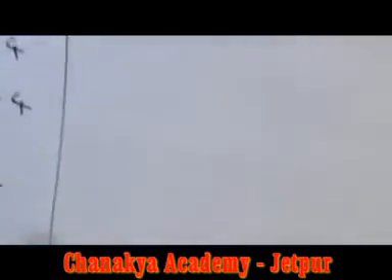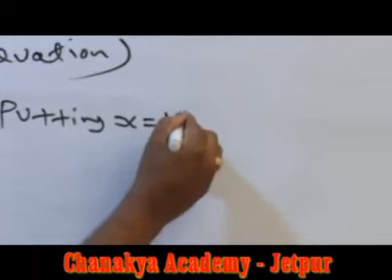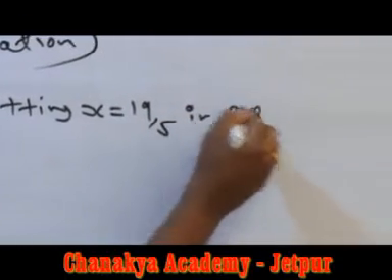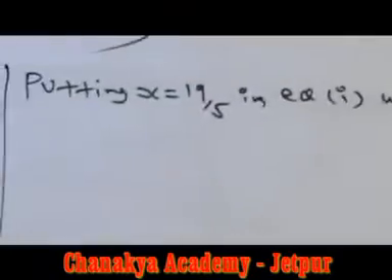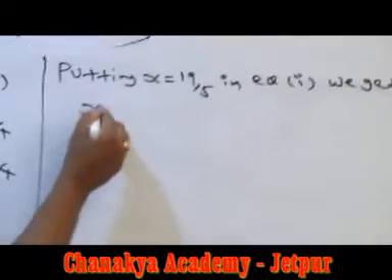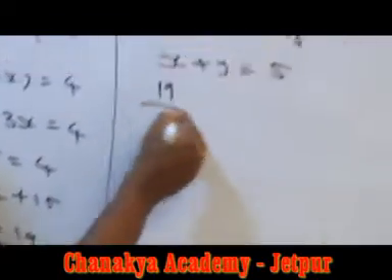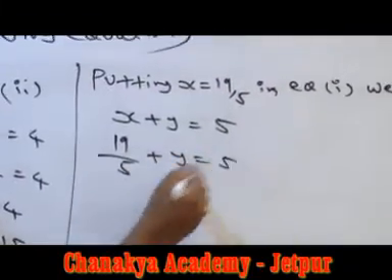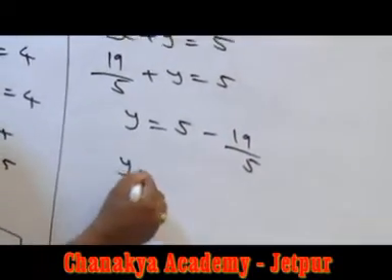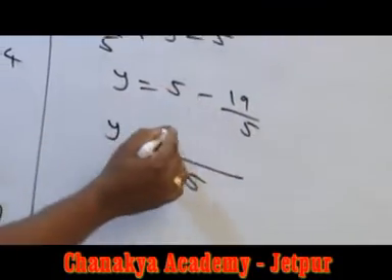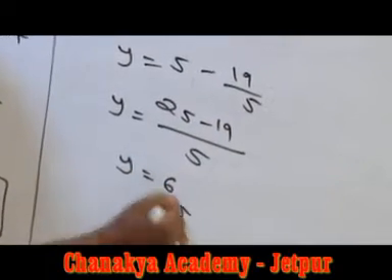Okay, now putting x equal to 19 by 5 in equation number 1, we get, first of all we will rewrite equation number 1. x plus y equal to 5. Value of x is 19 by 5 plus y equal to 5. y equal to 5 minus 19 by 5. Taking LCM, 5 into 5 is 25 minus 19. y equal to 6 by 5.